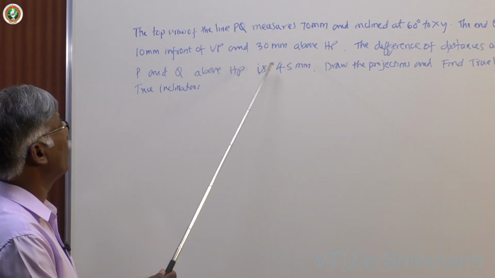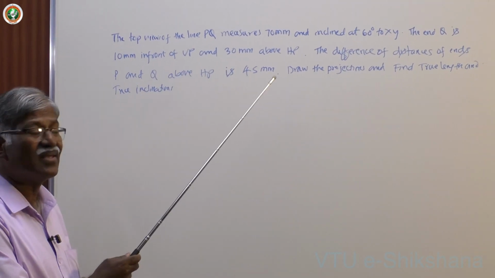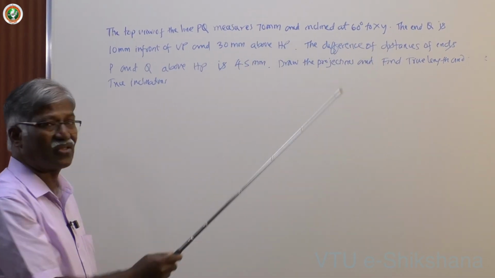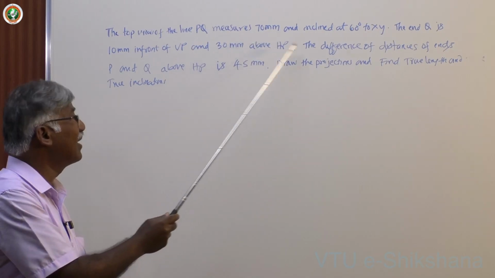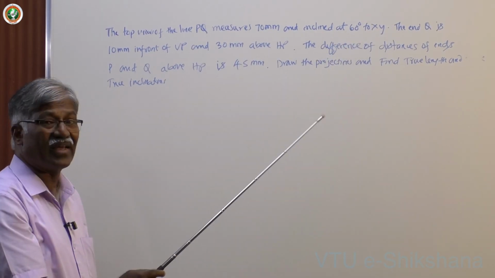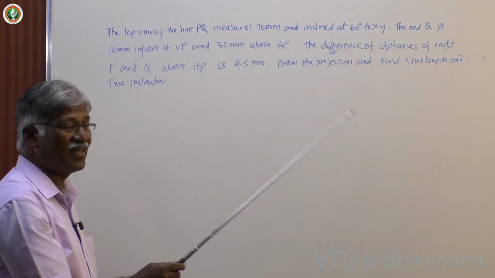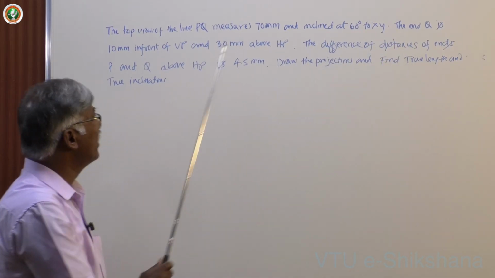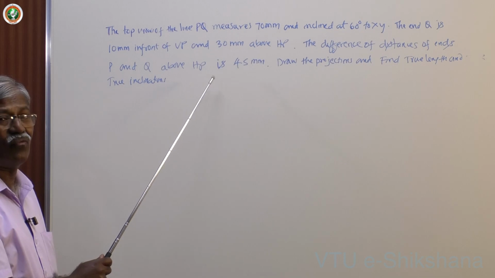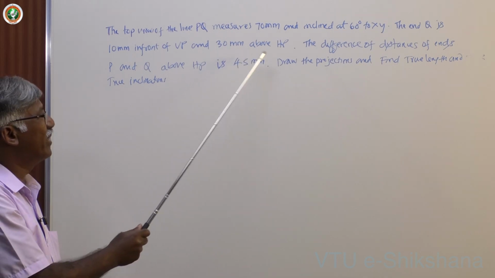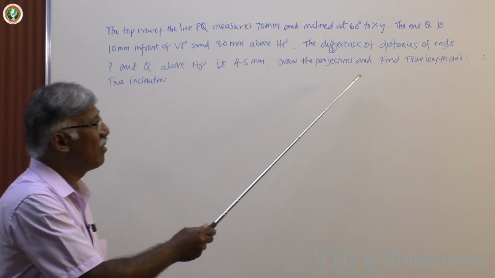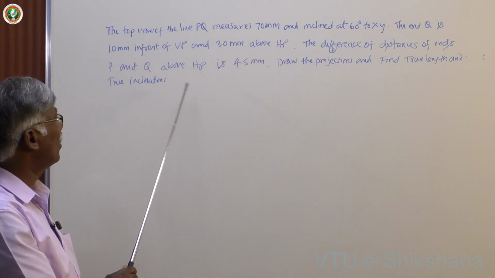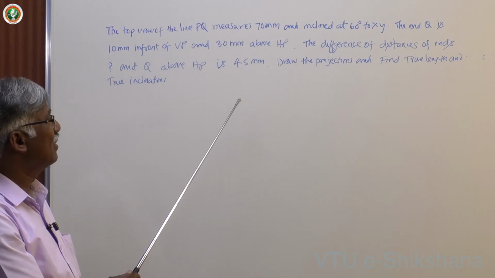The top view of line PQ measures 70 mm and is inclined at 60 degrees to XY. The top view of the line is inclined at 60 degrees to XY. Whenever they address XY, it is actually the top view or front view. The end Q is 10 mm in front of VP and 30 mm above HP. The difference of distances of ends P and Q above HP is 45 mm.